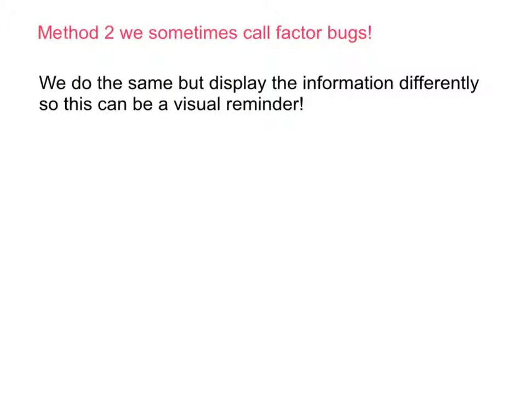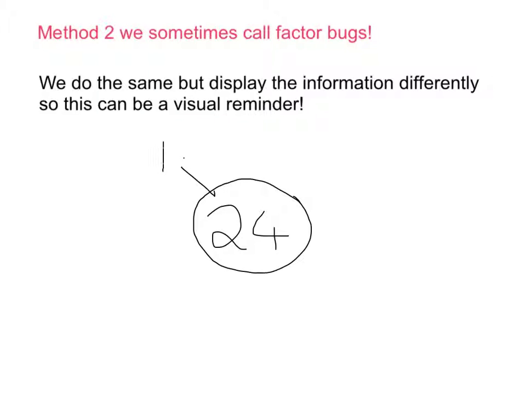The other method, we're doing exactly the same, we're just displaying it differently, and sometimes we call them factor bugs, and that can be a good visual reminder, or the word can just be that trigger to help you remember in a test. So this time, if I was looking for factors of 24, as I just did, I just put 24 in my body. And again, I always start with 1 and 24. Is it even? Yep. So I know it's 2 times something, and 2 times 12 is 24.